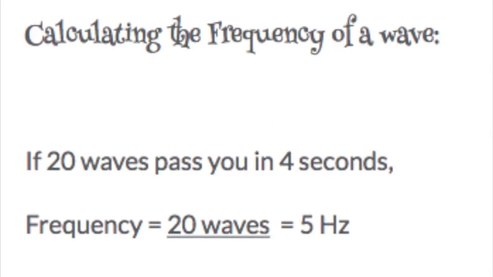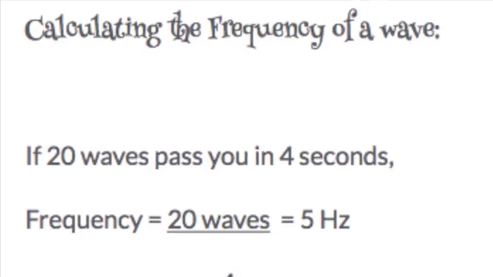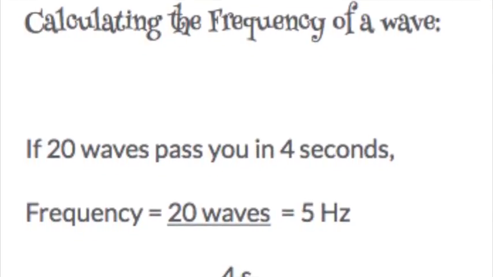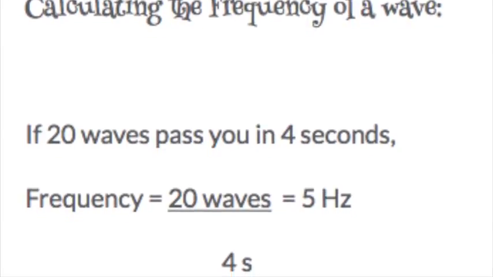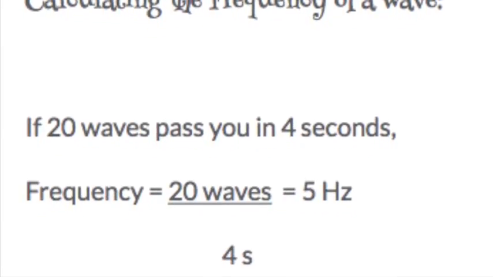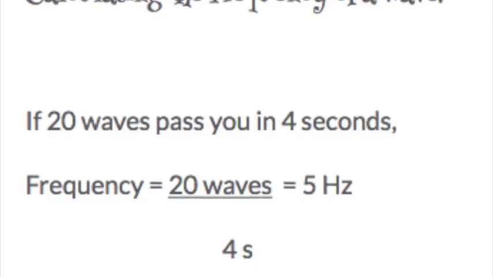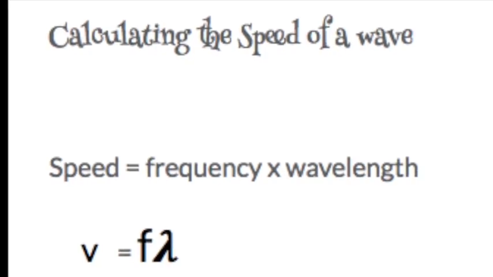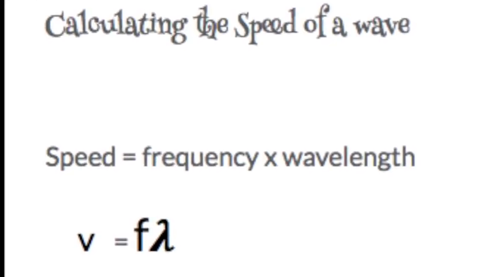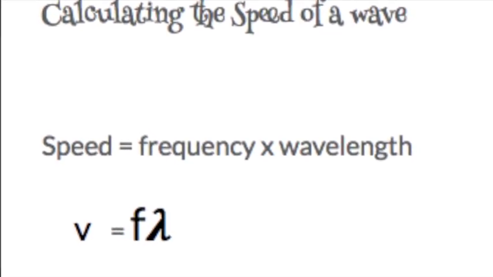To calculate the frequency of a wave, you take how many waves have passed in a given amount of time. For example, if 20 waves have happened within 4 seconds, that gives you a total frequency of 5 hertz. To calculate the speed of the wave, you multiply the frequency by the wavelength in meters.